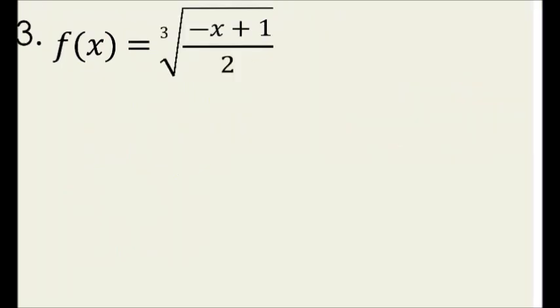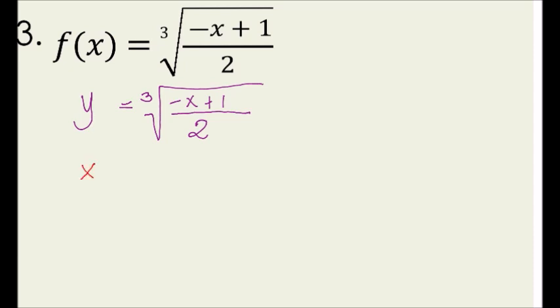Third example, we have here f of x is equal to the cube root of the quantity negative x plus 1 over 2. First step, we replace f of x with y. So we're going to have y equals the cube root of negative x plus 1 over 2. Next, we interchange x and y. So x will be there, equals cube root of negative y plus 1 over 2.